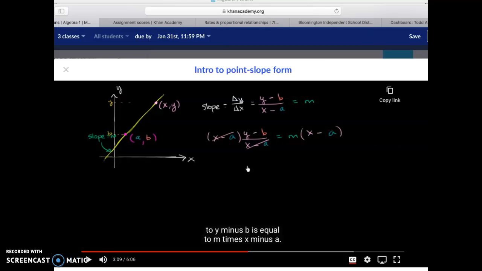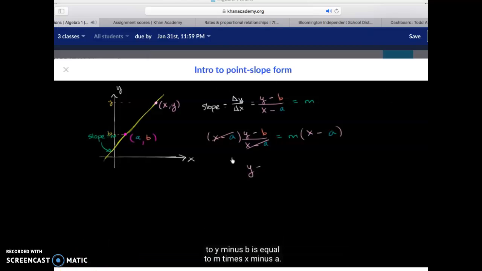Here we go. y minus b is equal to m times x minus a. So this is the And right format of here, point this is a slope form. form that mathematicians have categorized as point slope form. So this right over here is the point slope form of the equation that describes this line.